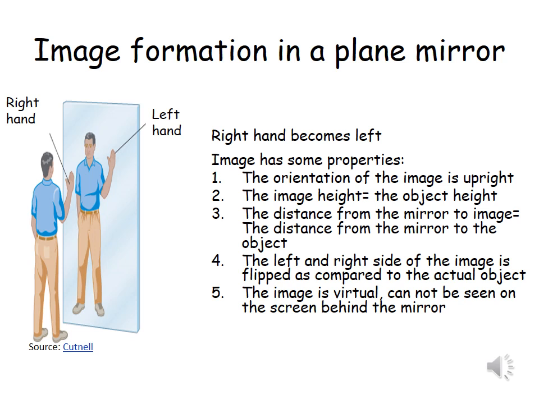For a plane mirror, the image produced by the mirror has some properties. First, the orientation of the image is upright. Second, the image height equals the object height. Third, the distance from the mirror to the image equals the distance from the mirror to the object. Fourth, the left and right sides of the image are flipped as compared to the actual object. Fifth, the image is virtual, which means that the image cannot be seen on a screen behind the mirror.